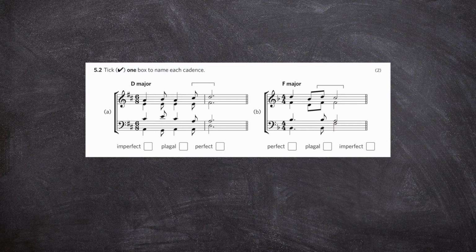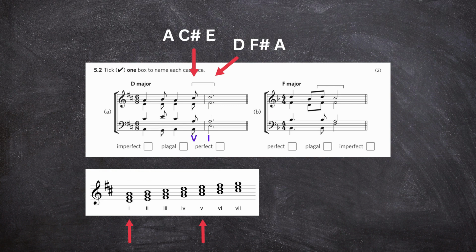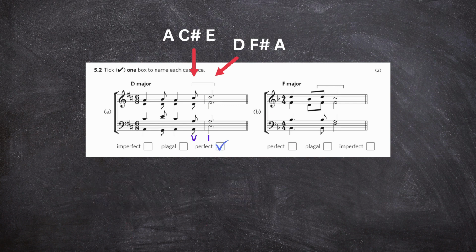Question 5.2. Identify the cadence. In question A, the passage is in D major. The penultimate chord is basically A, C sharp, and E. The last chord is D, F sharp, and A. The cadence is from dominant to tonic, therefore the answer is perfect cadence.